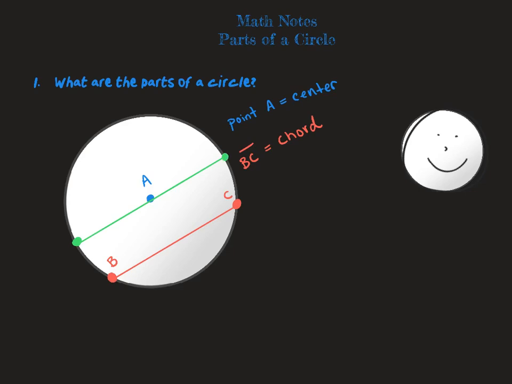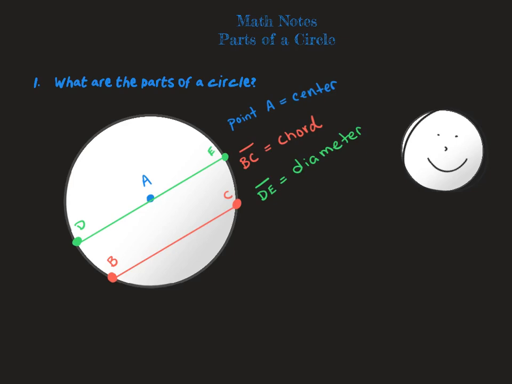And let's call it line segment DE. Okay, so that line segment DE, when it passes right through the center, that line segment is called the diameter. Diameter. Okay, so DE, line segment DE, is the diameter.